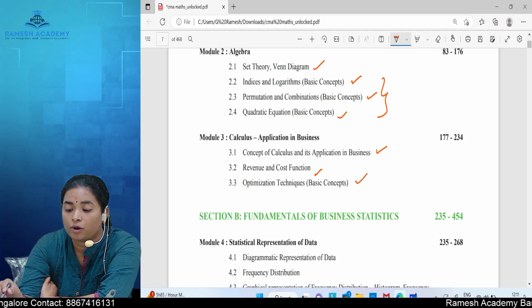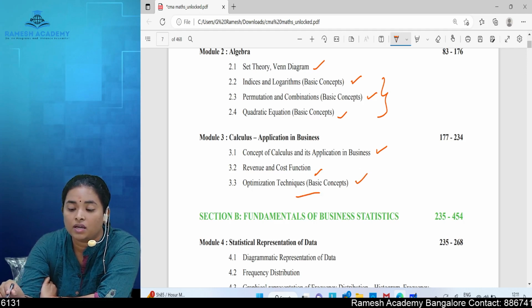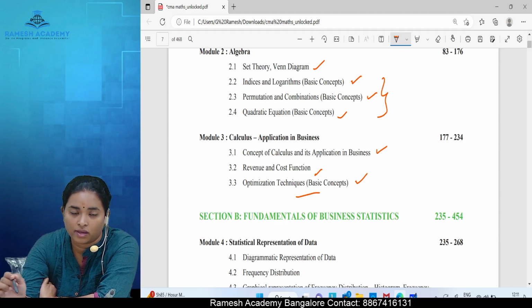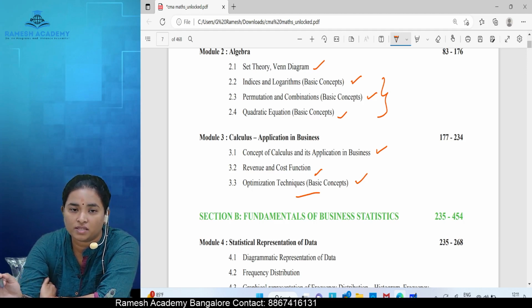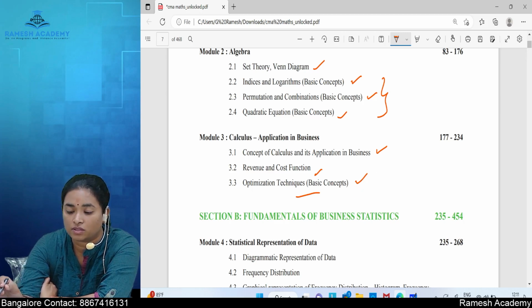Then we have optimization techniques. This is very interesting. So you have to reach some particular goal. Okay, there is a given set of parameters, and you have to find the technique which will optimally reach your goal. Optimally here means whether it is cost, time, and so on. So we will go through the basic concepts here.